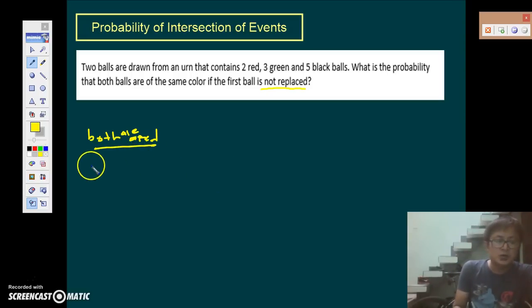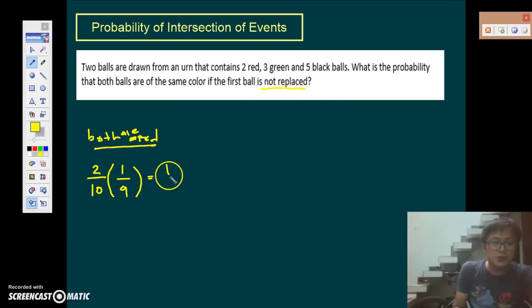Let's focus on this first. Probability that both are red: the first ball pick would be 2 over the total, which is 10. Then the second ball, if it's red again, is only 1 over 9. Why 9? Because it's not replaced. So this would give you 1 over 45, easy to simplify.